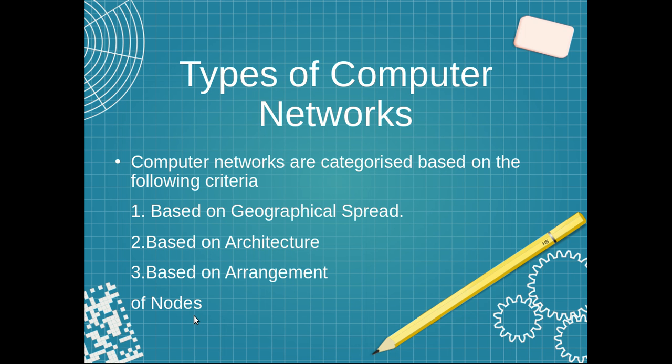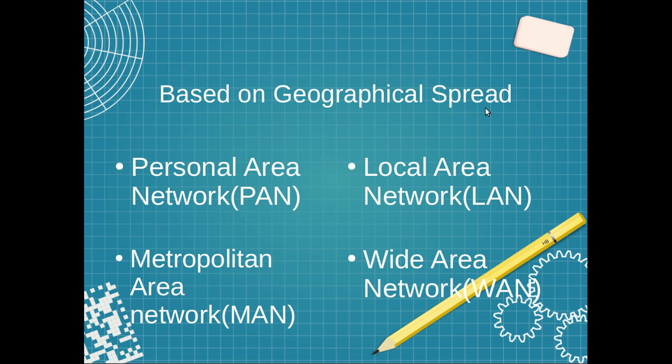Now let us see the first criteria, that is based on geographical spread. According to how your computers are placed, that means the distance between those computers, we will classify the networks into 4 types. First is personal area network, that is PAN. Second is local area network, LAN. Third is metropolitan area network, that is MAN. And the last one is wide area network, in short WAN. Now let us study these networks one by one.